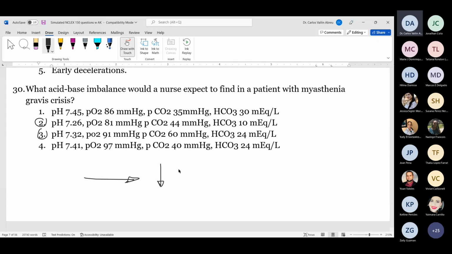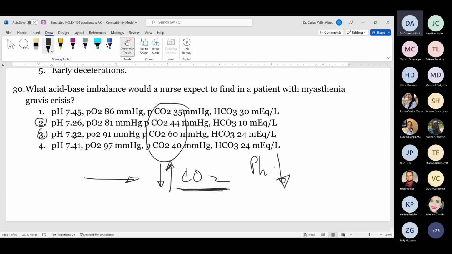The CO2 or the bicarbonate? CO2. If the patient is hypoventilating, what happens with the CO2? Increases or decreases? Increases. So we need to find a CO2 that is high. And because the patient is not breathing, because the CO2 is high, the pH must be low because the CO2 is acid. Yes, CO2 is like lemon. The pH will be low because there is an acidosis. So it's a respiratory acidosis.